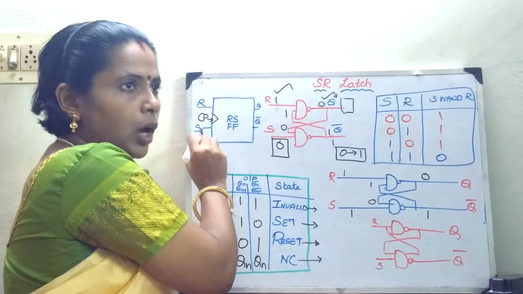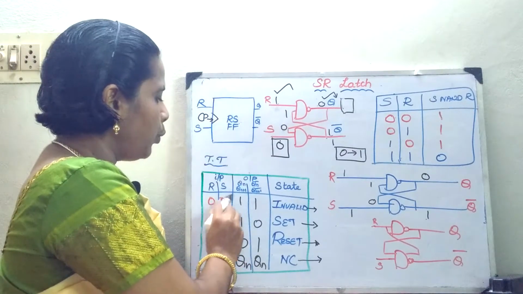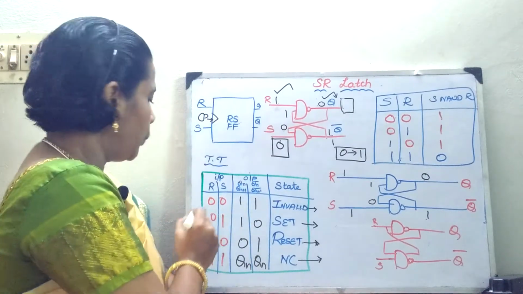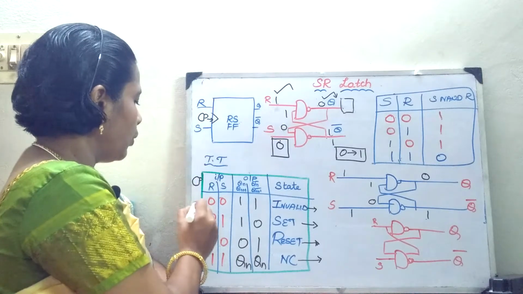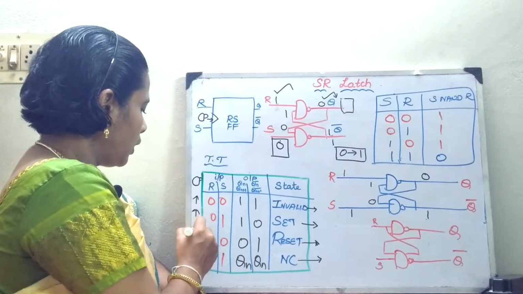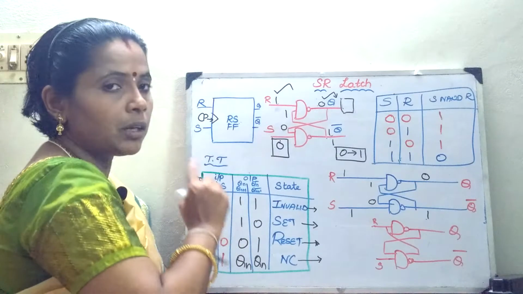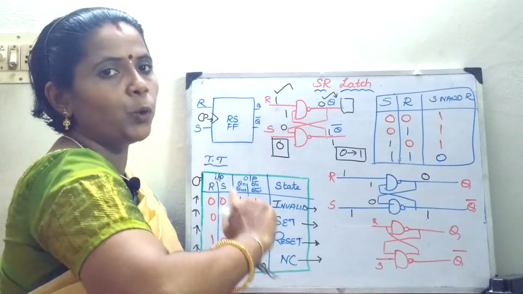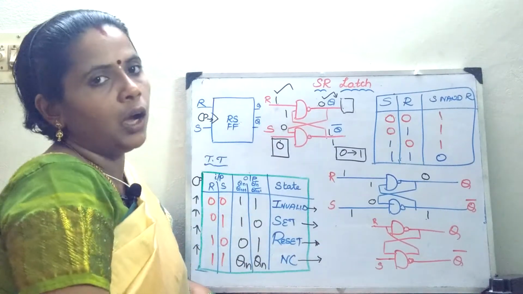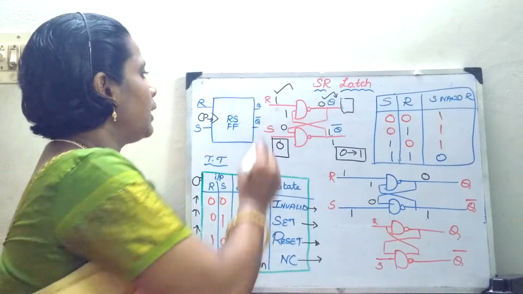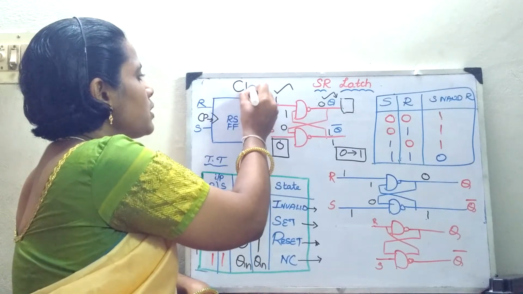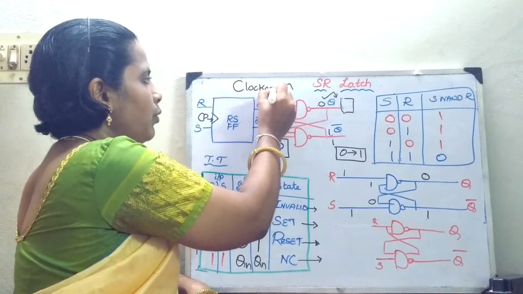When I am giving the clock pulse alone, the data from the input will change to your output. In that case, I will put here one more table and I will put the clock pulse condition. Only when the clock pulse is there, the data from the input will be transferred to the output. Okay, so whenever I include this, it is called a clocked SR flip-flop.